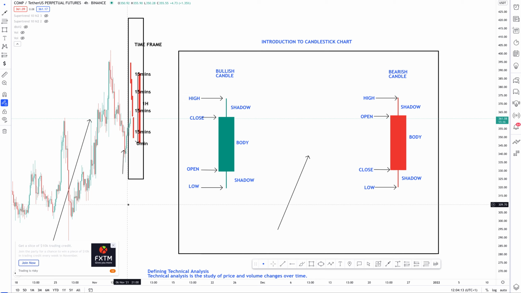A bearish candle closes below where it opens. A bullish candle closes above where it opens. And that's the principle. And that's all we have for today, the introduction to candlestick charts.